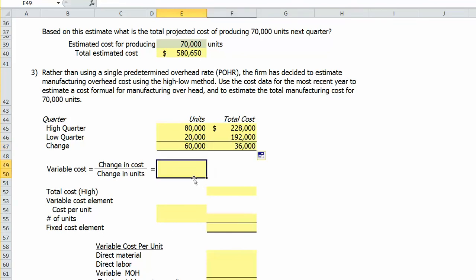Our variable cost then again is the change in cost divided by the change in units. So our change in cost was 36,000. The change in units was 60,000 units. So our variable cost per unit is 60 cents. Let's go ahead then and calculate the fixed portion. First we need to pick up the cost for either the high or the low quarter. We're going to pick up the high.